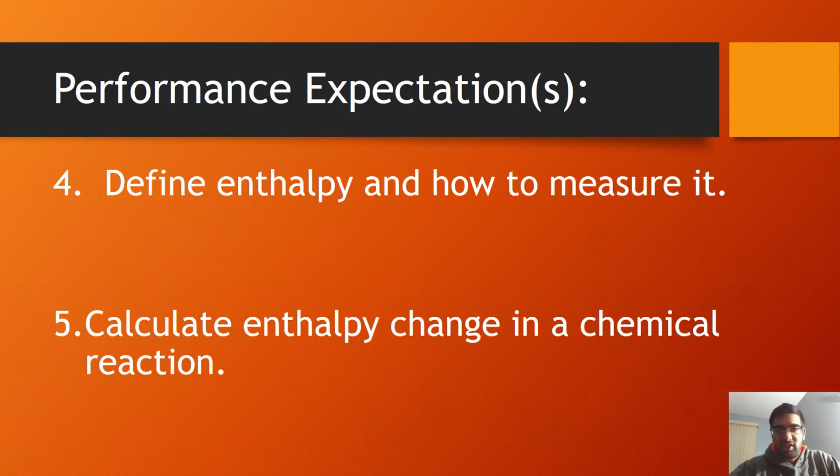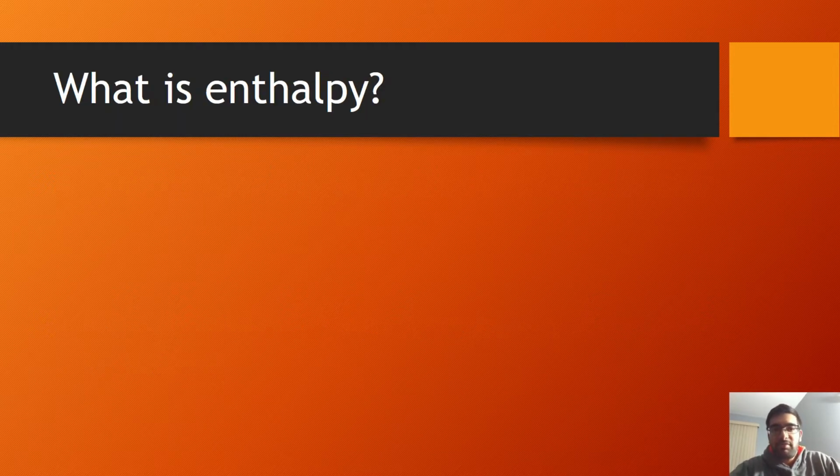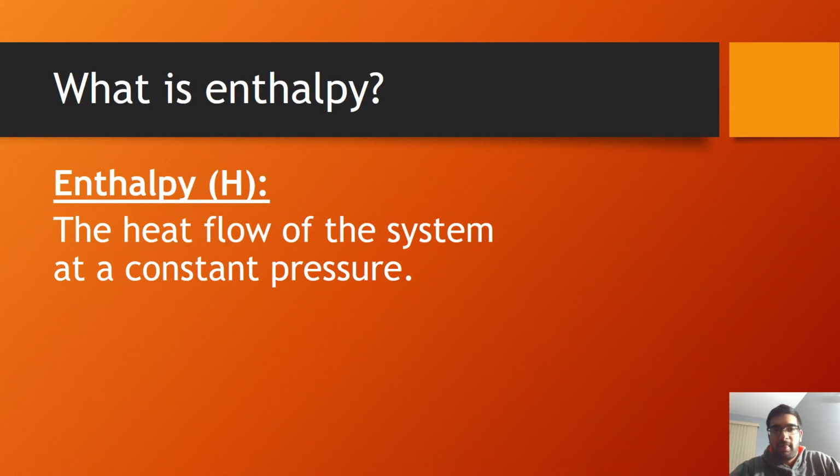By the end of this video, you should be able to define enthalpy and how to measure it, and also calculate enthalpy using an equation that we're going to learn about. So let's go ahead and get started. Let's talk about enthalpy. What is enthalpy? Enthalpy is the heat flow of a system at a constant pressure. And because we're talking about heat flow, we label enthalpy as H.